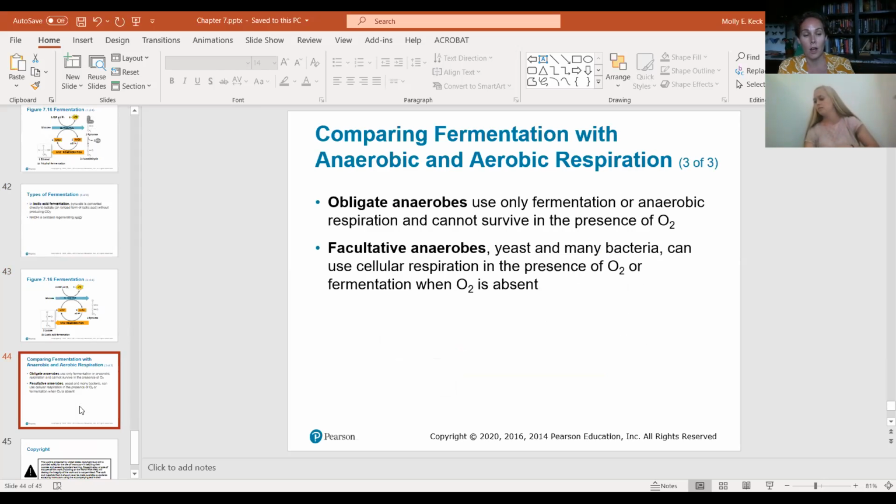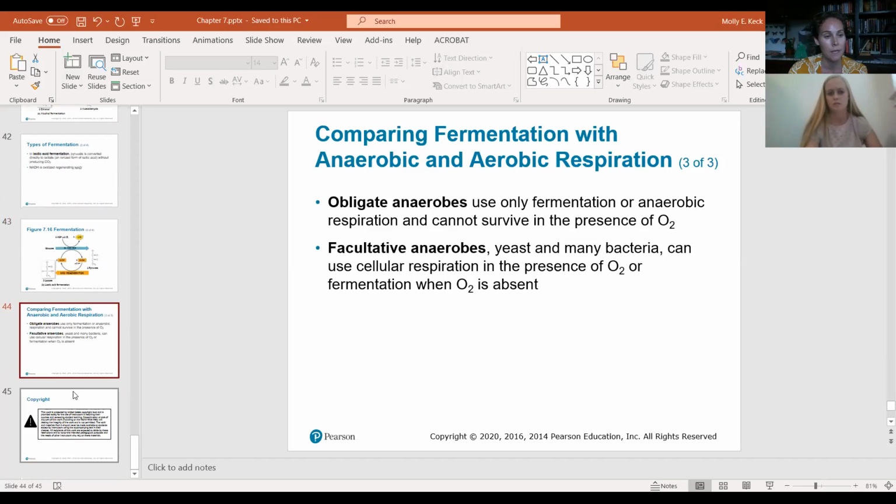And there are some organisms that always have to go through fermentation or anaerobic respiration in order to survive. They cannot survive without the absence of oxygen. These guys are called obligate anaerobes. If they're anywhere with oxygen, they die. And then there are some things that are facultative anaerobes, and that means that they can live with oxygen or they can live without it. So they're very well adapted to environments that will lack oxygen at periods of time, but will not die if oxygen is then present. I think that's the last slide of that, which is perfect timing.